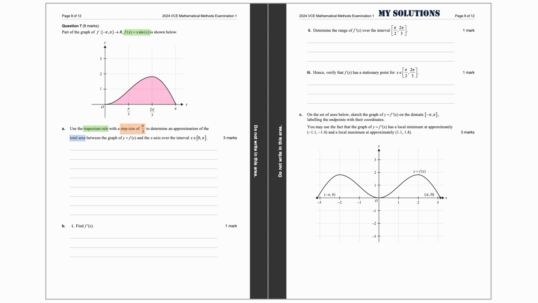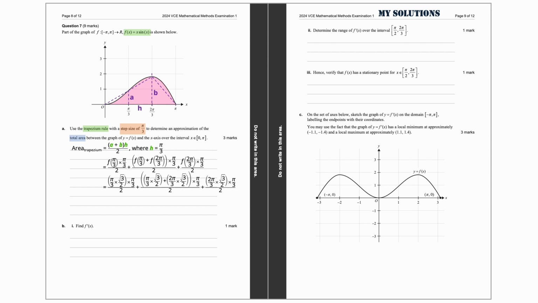If we divide this area into 3 shapes of width pi on 3, we have a triangle, and then we have a trapezium, and then another triangle. The area of the trapezium is going to be equal to (a plus b) multiplied by h over 2, where h equals pi on 3. So we are going to write the area of the triangle plus the area of the trapezium plus the area of the second triangle. We do the calculations, and we end up with an answer of root 3 pi squared over 6.